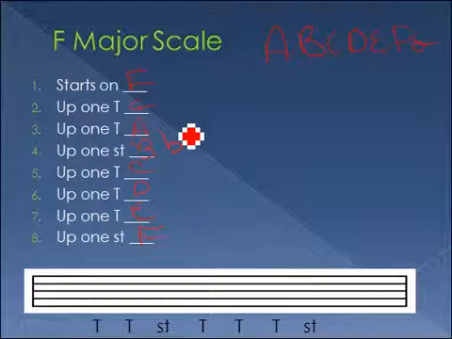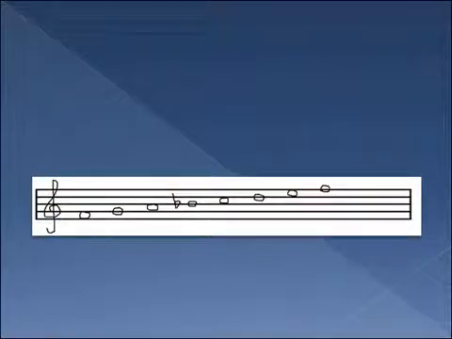C to D is a tone. D to E is a tone. And weird and wacky E to F is actually a semitone. So there's our pattern. Tone, tone, semitone, tone, tone, tone, semitone. F, G, A, B flat, C, D, E, F. And again, if you want to see what that looks like, there it is.